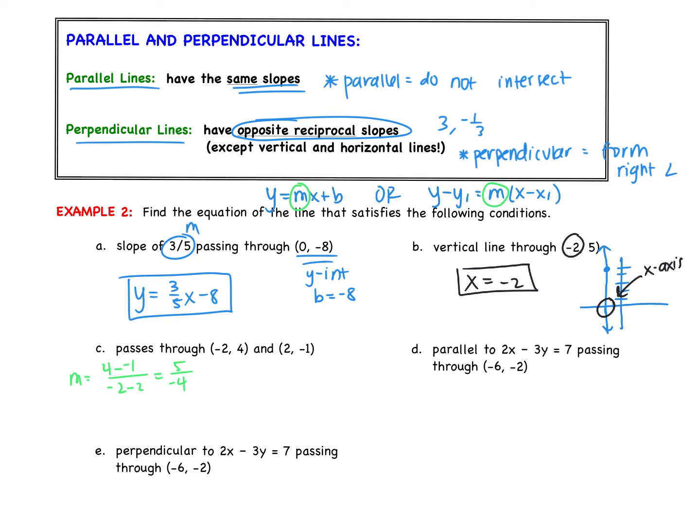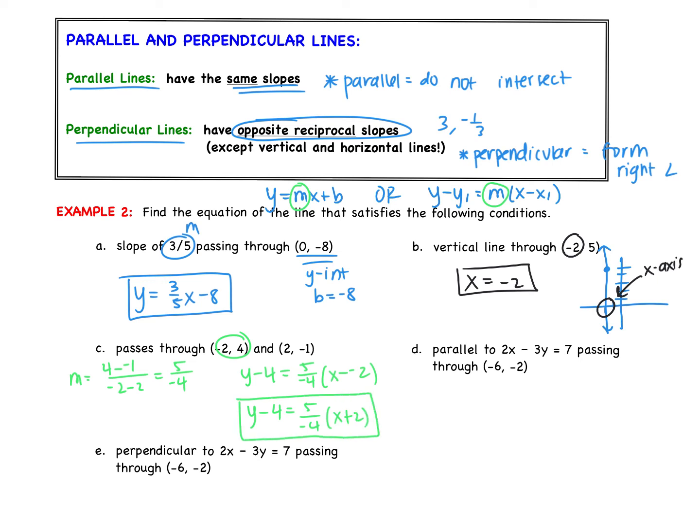So then I have to ask myself, can I use slope-intercept form? No, because I don't have the y-intercept. So I'm going to have to use point slope, the second form, with either point. If I choose to use this first point, I'm going to get y minus 4 is equal to 5 over negative 4, x minus negative 2. I do want the x minus negative 2 simplified, and it becomes x plus 2.